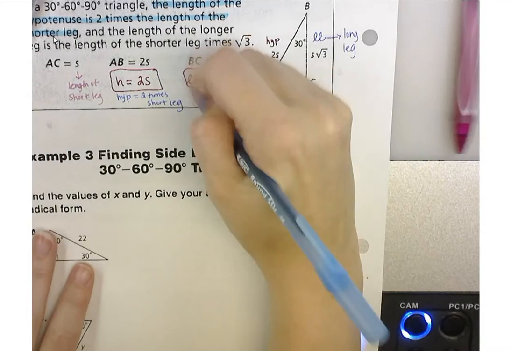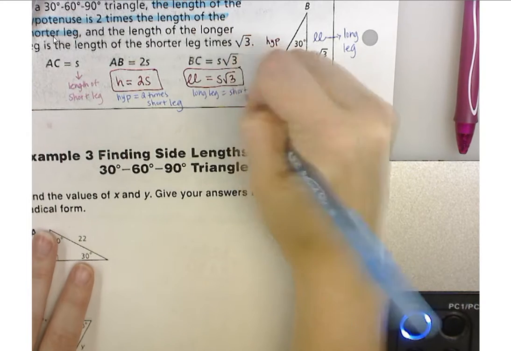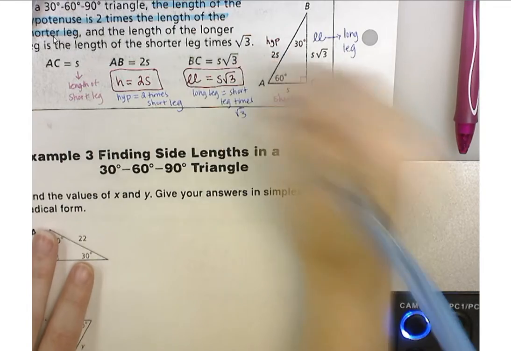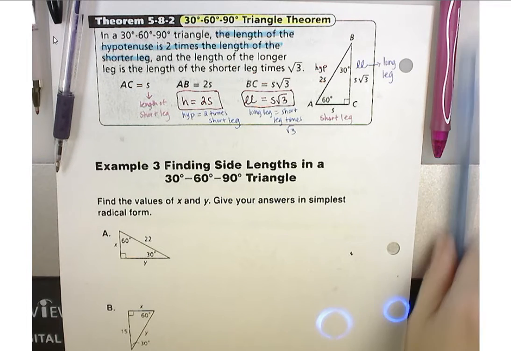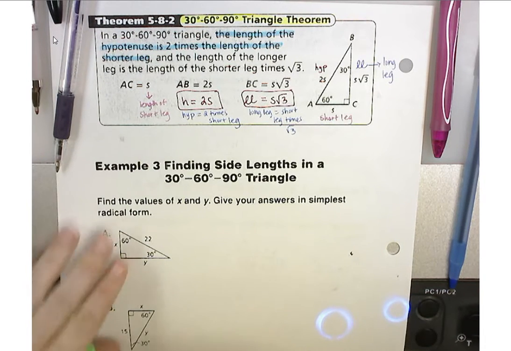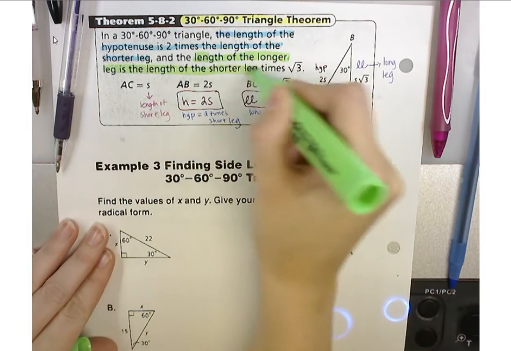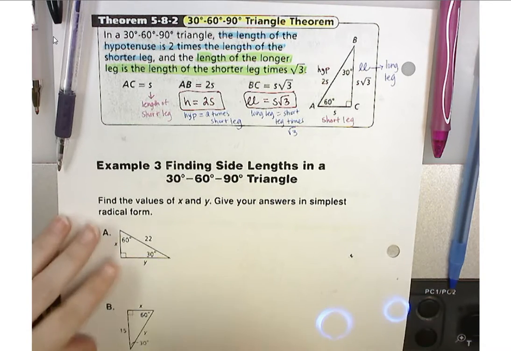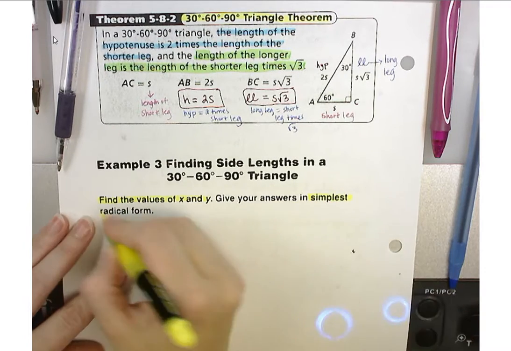So the long leg is equal to the short leg times root 3. This is really similar to the one for the 45, 45, 90. And that's what we also have in our theorem that tells you that the length of the longer leg is the length of the shorter leg, but multiplied by root 3. All right, so now for our triangles, we are going to find the values of x and y. You are still going to be writing those in simplest radical form.